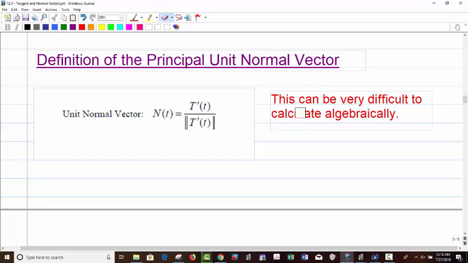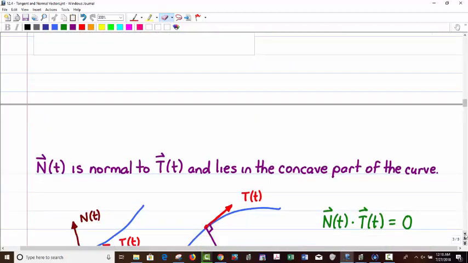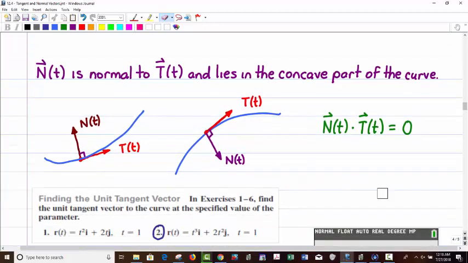Now, when I say difficult algebraically, I'm talking about it because you have to have values of t to be able to take the derivative before you can plug the numbers in there, and it can get really kind of messy. And let's take a look. Yeah, so here's what I'm talking about.